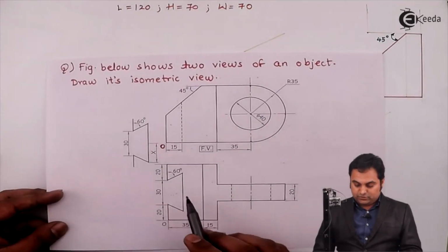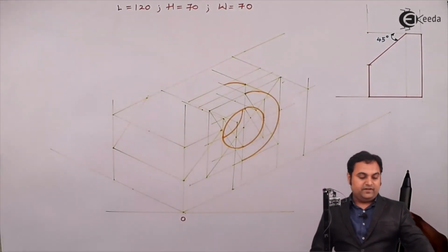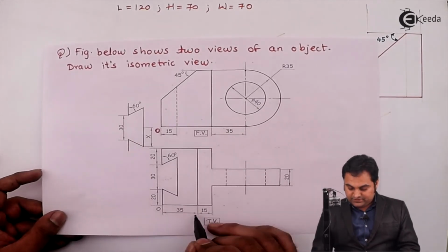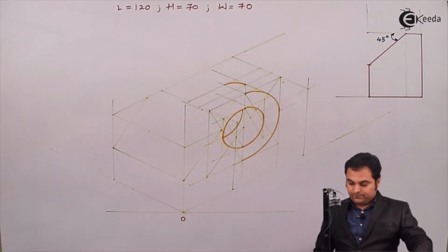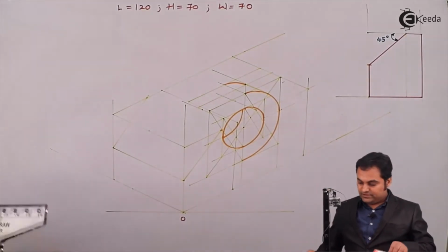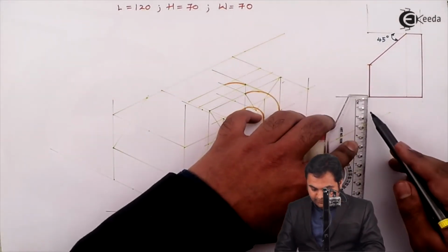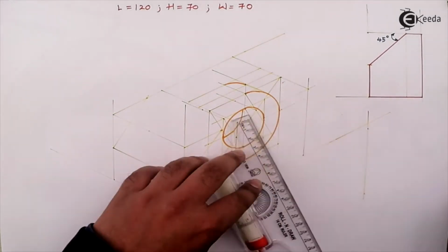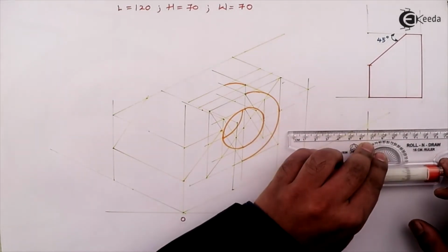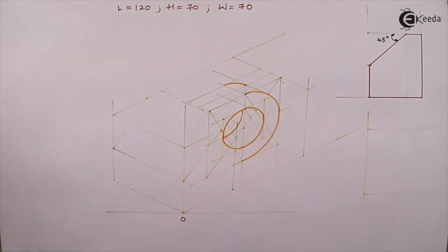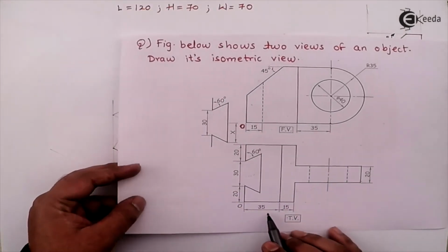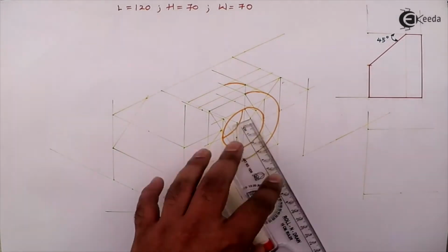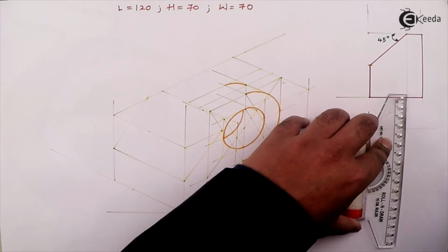So again, this surface also I would be drawing it separately, like it is having width of 70 mm and this distance is 35, which is the length. So here in this case as well, I am drawing a light vertical line, marking 70 mm over it, then horizontal line. The portion has a length of 35 mm. So this is 35 mm, drawing parallel vertical line.